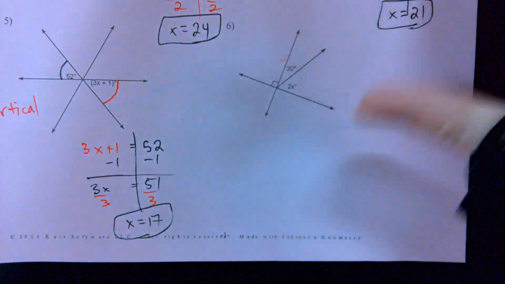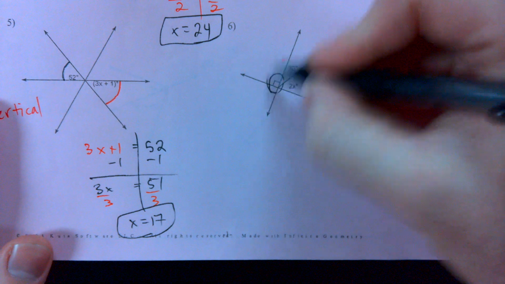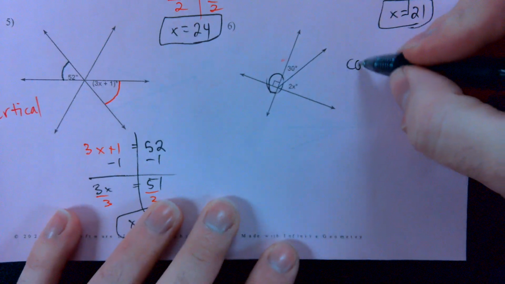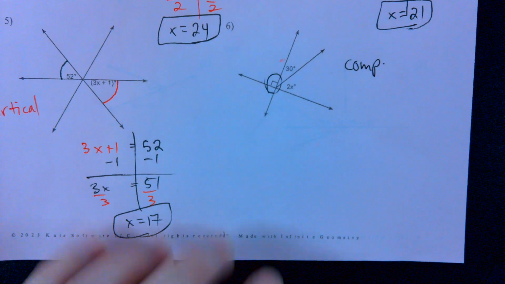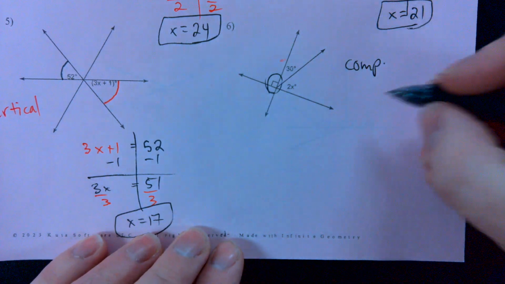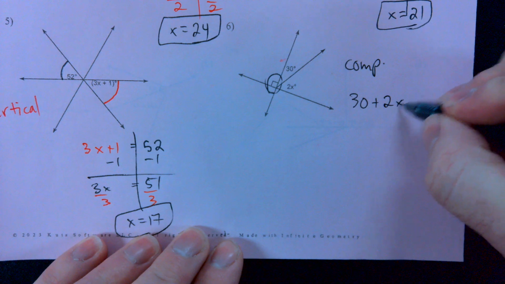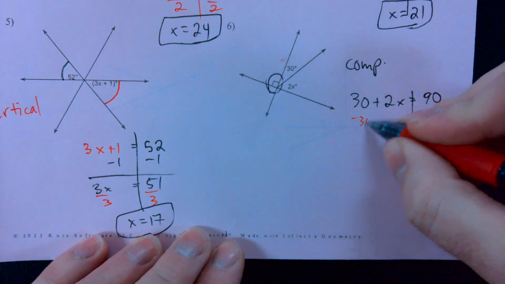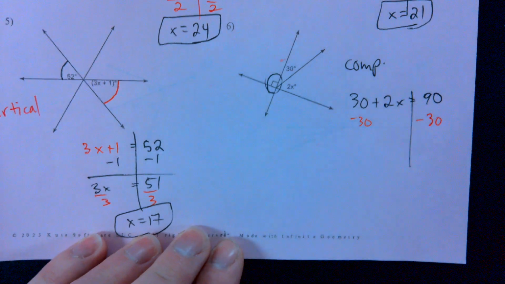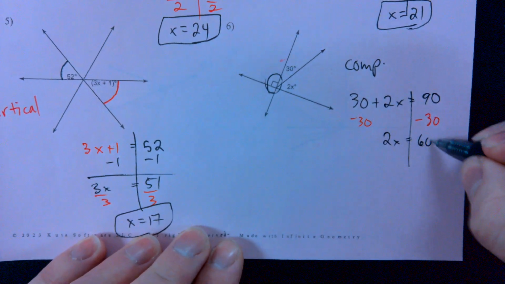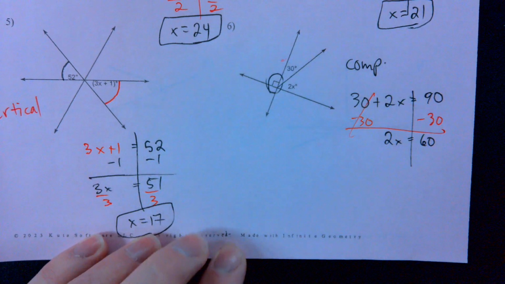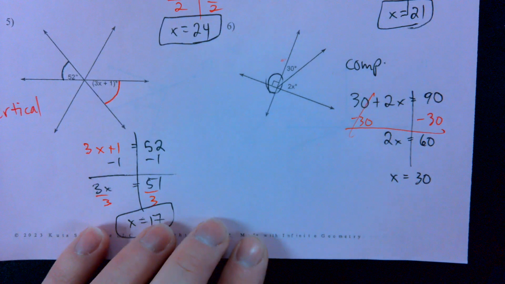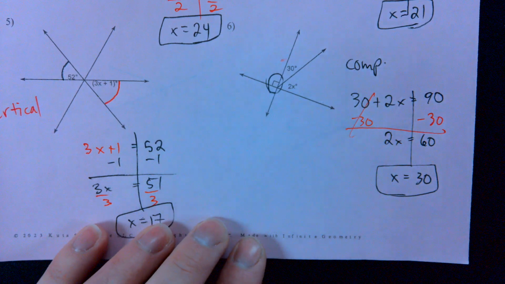Over to number 6. What type of relationship do we have here? We see that little square. What does that mean? Complementary. That's right. We could just say COMP. Don't need to spell that whole thing. 30 plus 2x equals 90. We'll subtract 30 from both sides to get 2x equals 60. So what's my x going to have to be? 30. That's right, 30. Great job. You guys are killing this.